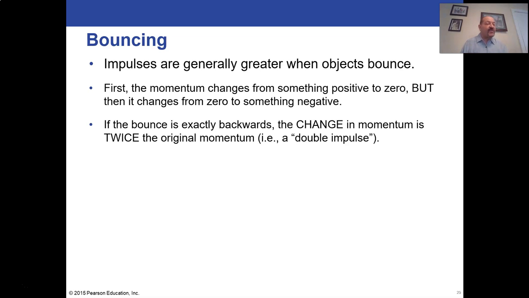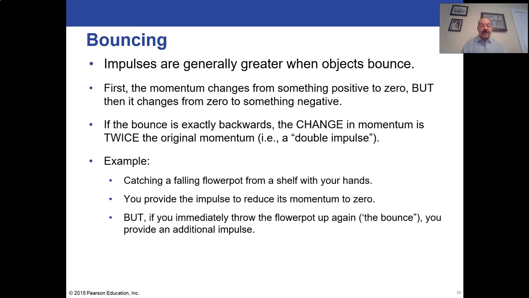What some people refer to as a double impulse. It's not just stopping it, it's making it go the opposite direction of the original. So catching a flower pot from a shelf with your hands, and as soon as you catch it, you throw it back up. So you stopped it initially, and then you immediately throw it back up. That bounce, that's additional impulse. You got the impulse, the change of momentum to come to a stop, and the change of momentum to throw it back up. Double impulse, double change of momentum. It's twice what you would have had if it was just falling one time.